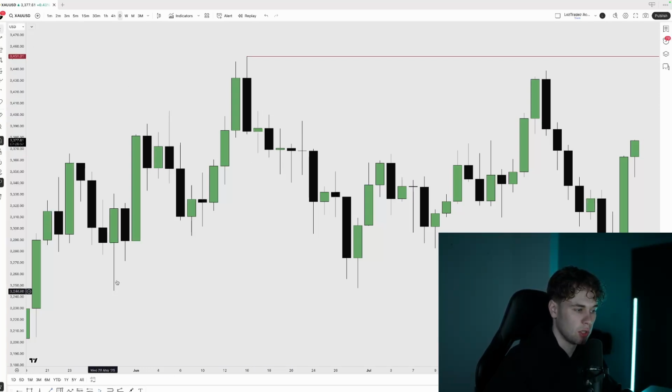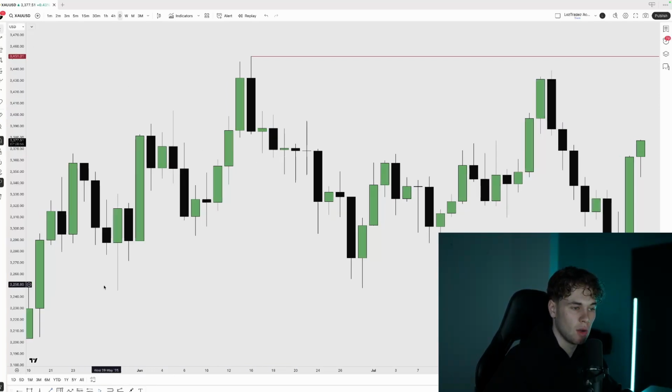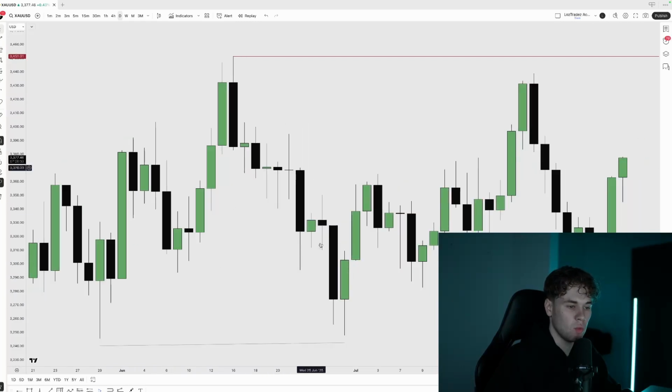Take a look. You have an expansion from down here. Where does this expansion originate from? This low to this high. Anything inside of here is just internal range liquidity, right? So when we take out this low, which it did get taken out on the futures chart, this is just the CFD. So that got taken out. This is external range liquidity. This low got engaged. Then we work higher.